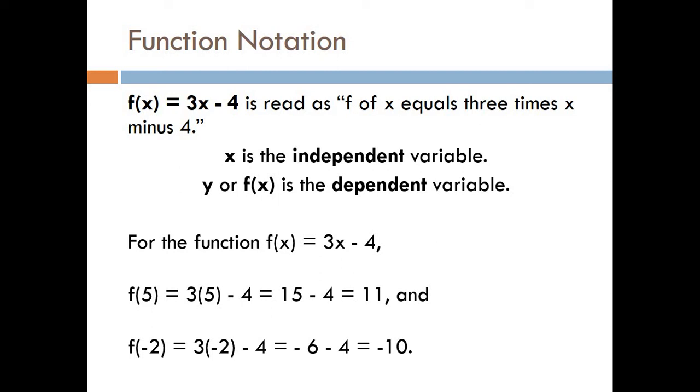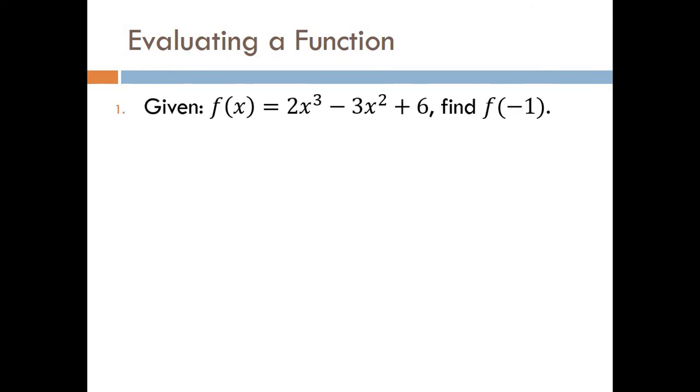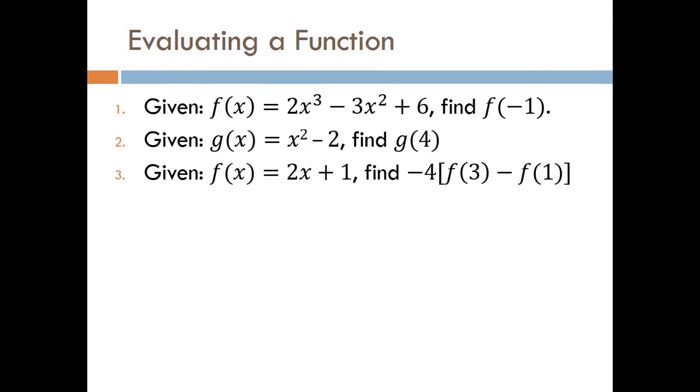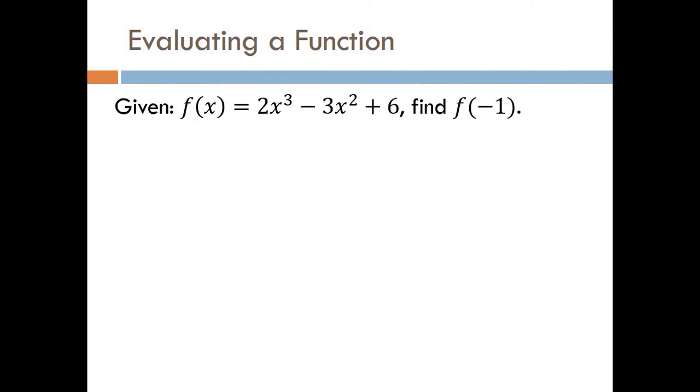And for the other one, negative 2, the independent variable, okay, its output is negative 10, which is the f of negative 2 is negative 10. Now, let's have another example. So, there are 4 examples. Okay? And then, let's try to evaluate. Okay. So, number 1, or the first example.